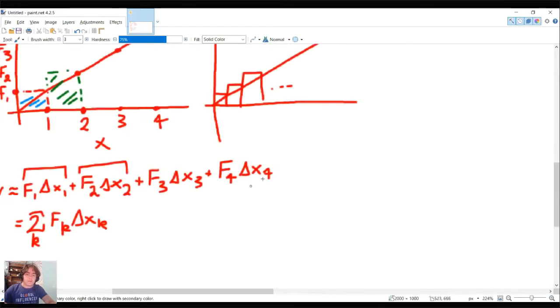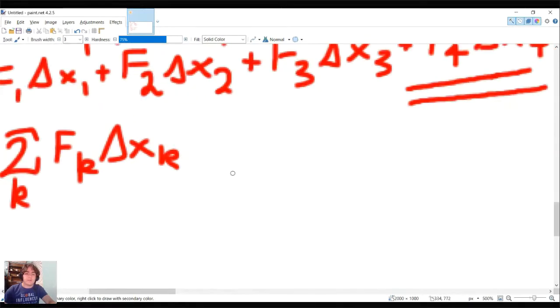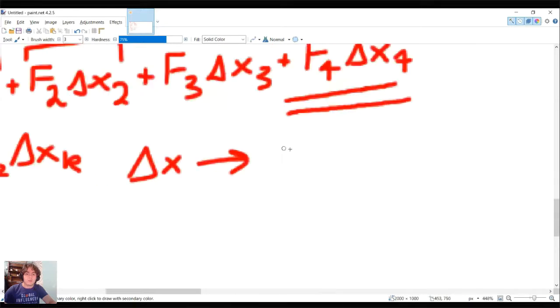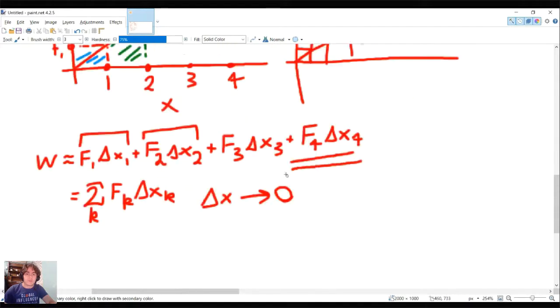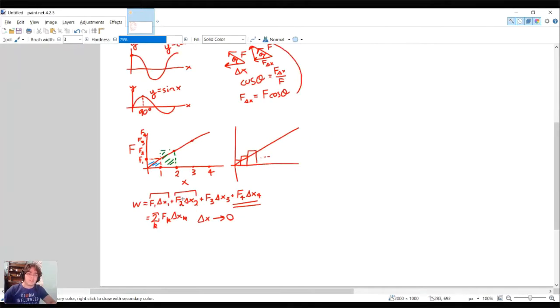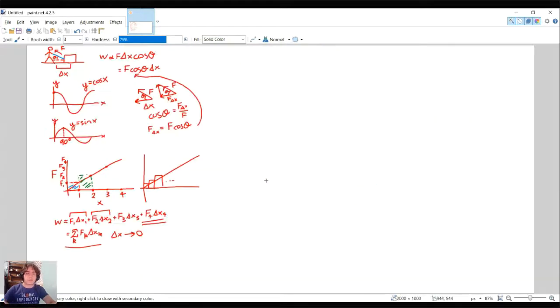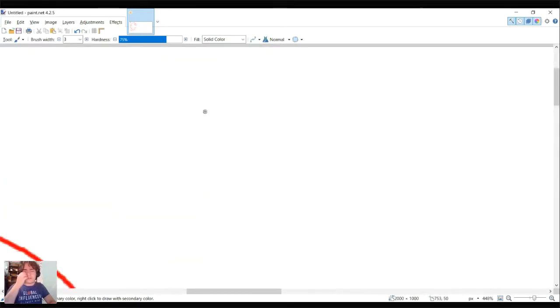So although this is an approximation, if we let the individual displacements get infinitesimally small, very, very small, then this will be exact. And that's what's called the Riemann sum, and you'll learn about that if you take calculus. So we're going to motivate something here. There's a neat little theorem called the work energy theorem, I think it's called.